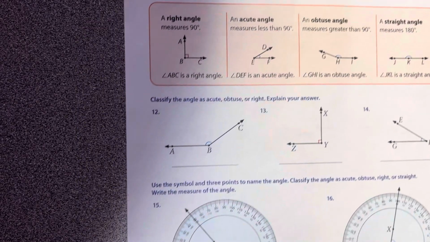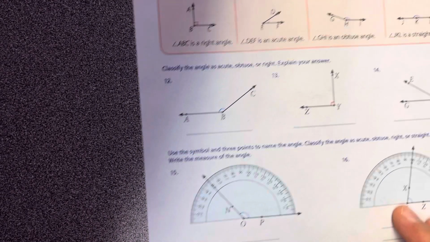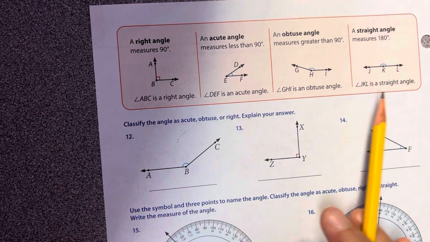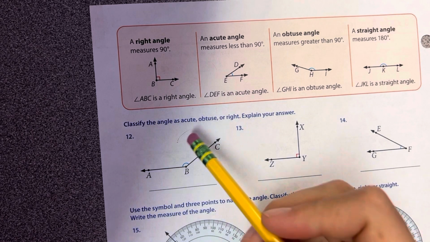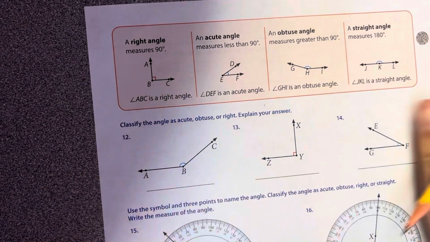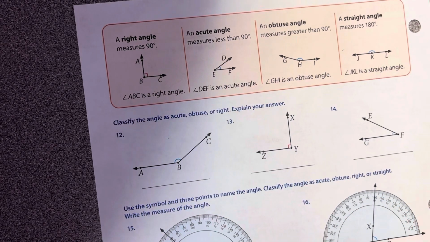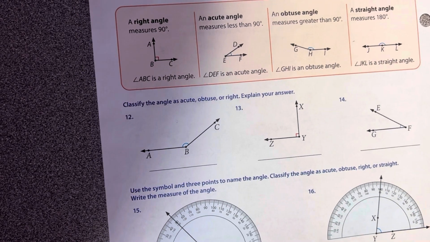So let's look down here. We're going to classify these angles based on what we see up here at the top. So we're going to classify the angle as acute, obtuse, or right. And if we were in class, I would have you raise your hand and we would explain our answer, but I'm just going to explain it to you as we go through.